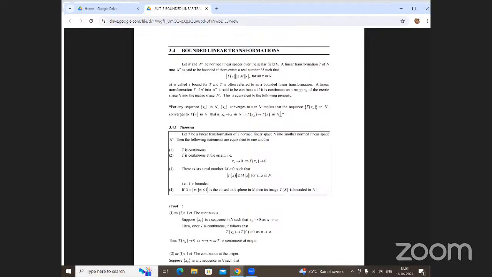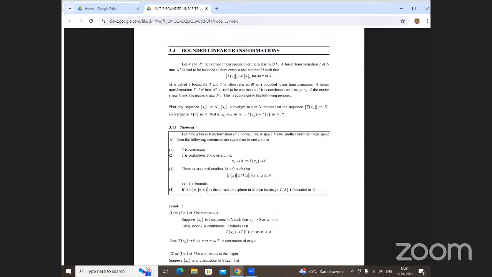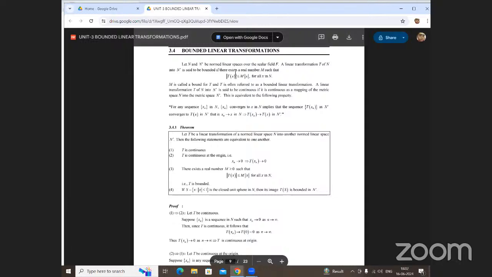Students, listen carefully. What is the bounded part? T maps N into N dash, any linear transformation, is bounded if there exists a real number capital M such that norm T of x is less than or equal to M into norm of x, for all x in N. That is called a bounded linear transformation; the linear mapping is bounded.